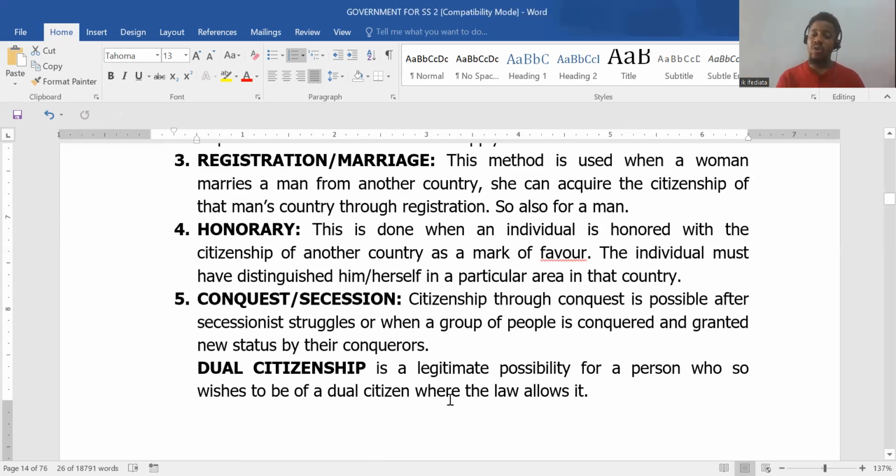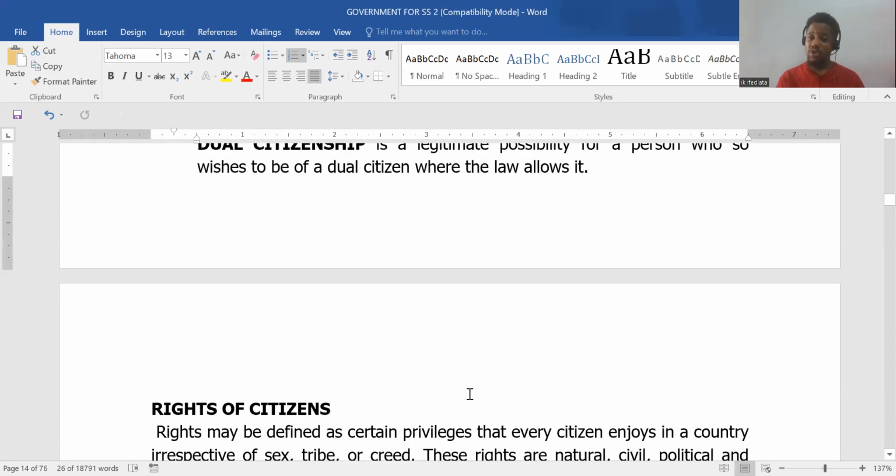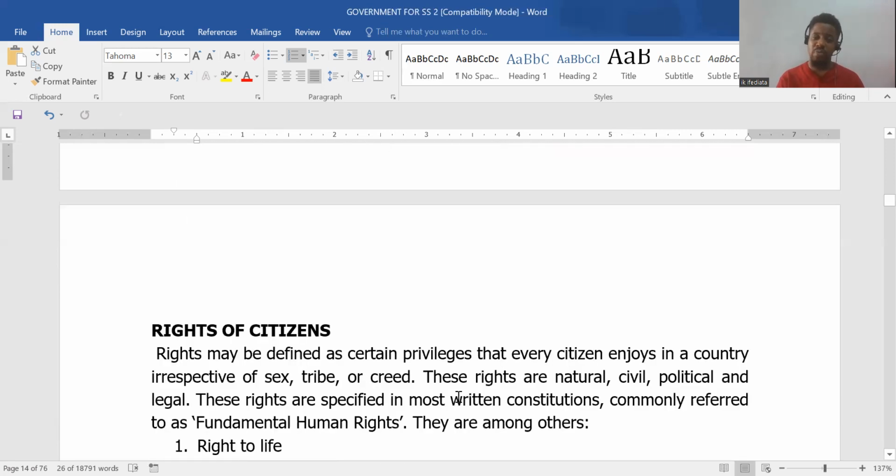Now, this is when it is possible for a person who so wishes to be a dual citizen where the law allows it. So in some countries, it is possible. In some, it is not possible.